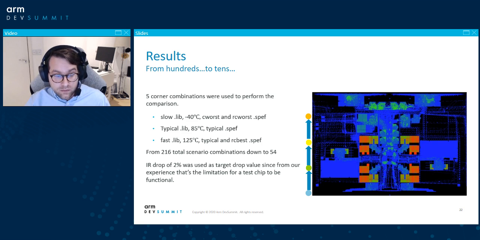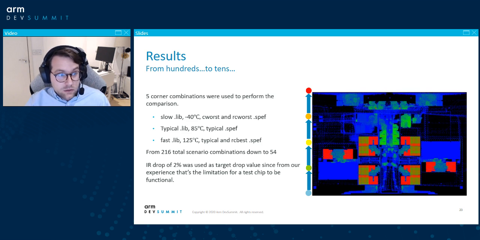Moving onwards, the fast library with 125 Celsius and typical extraction. You see some parts of the design already start becoming really deep orange or slight red. And the last one is the fast library, 125 Celsius and RC best extraction, where you can see some areas are really deep red, which means that these areas of the design have a drop bigger than the 2% that we wanted.